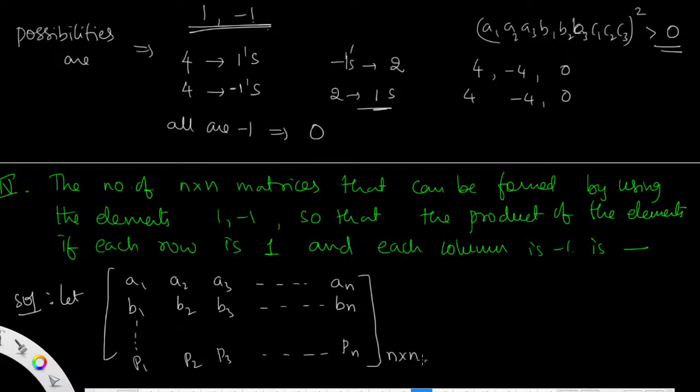In this, the product of each row is 1 and each column should be minus 1. So how many places? Each place can be filled with either 1 or minus 1, and each row. And here we get, for each column, A1, B1, A2, B2, C2, and so on up to this, minus 1. Then how many submatrices can we get?